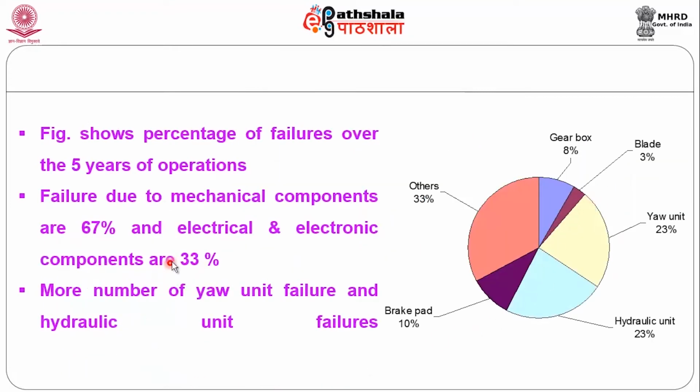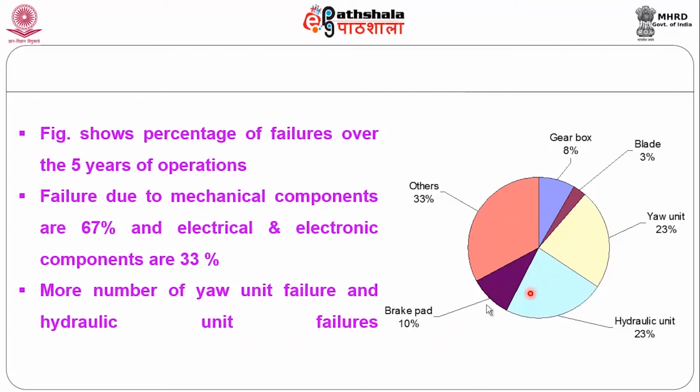And here the figure shows percentage of failures over the 5 years of operation, and the failure due to mechanical components is about 67%, and electrical and electronic components about 33%. More number of yaw unit failures and hydraulic unit failures.